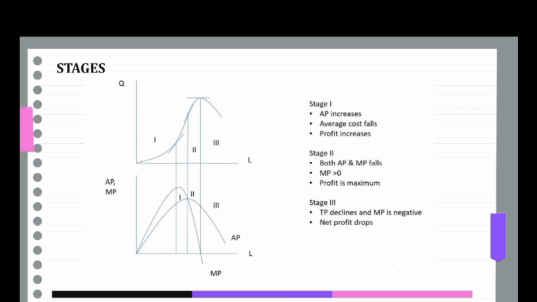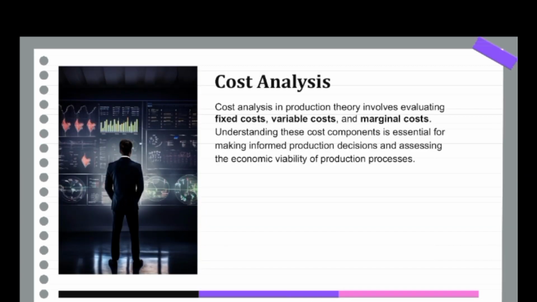So whenever a teacher asks you what is the optimum stage or the optimum point for a firm to produce, then you have to say that the second stage, or stage 2, is the optimum or the most efficient time for a company to produce, and they will stop their production there. Because as you can see, in the third stage, everything is decreasing. Total product declines, MP is negative, the net profit drops, because the product is already matured in the market and no one wants it anymore, and the market is declining and the profit decreases, so there is no point in producing that product anymore. Next one, we have cost analysis.